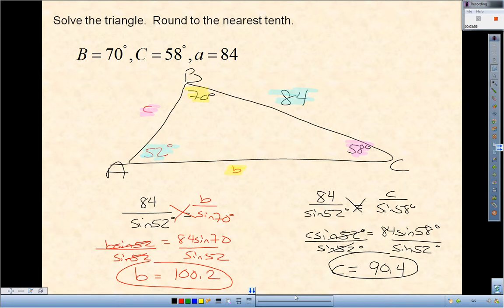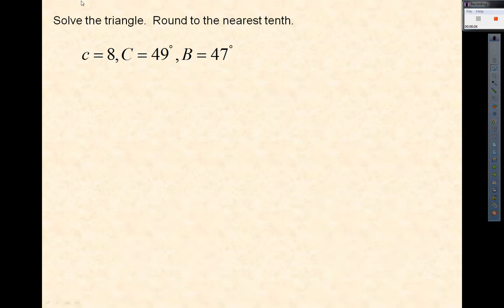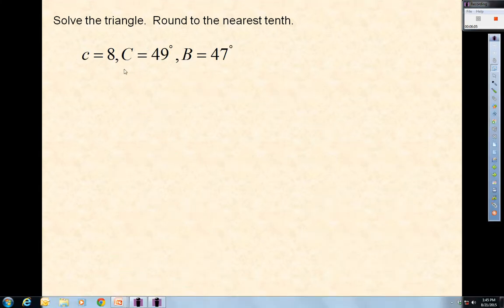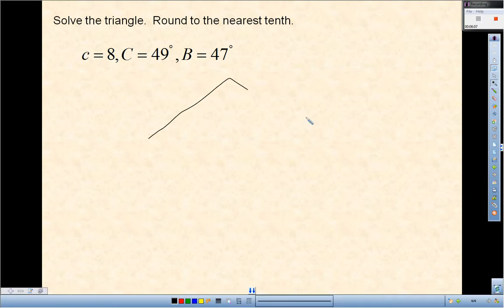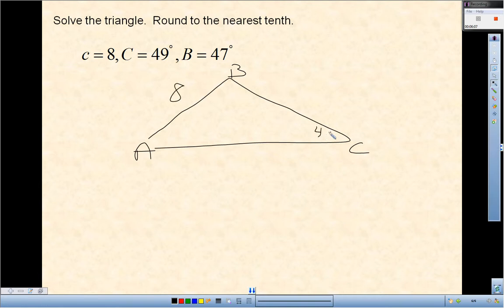All right, let's look at another scenario. All right, again, let's draw our triangle first. So triangle A, B, C. It says side C is 8, angle C is 49 degrees, and angle B is 47 degrees. Again, we're only missing one angle, so to find my missing angle, I'm going to add these two and subtract from 180, and that would give me 84 degrees.